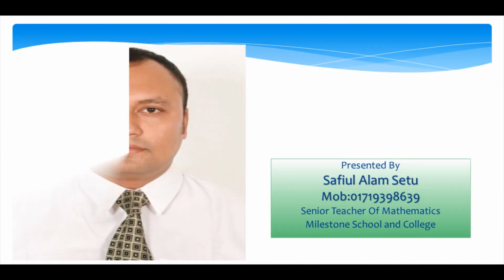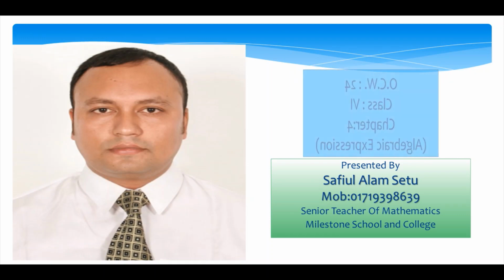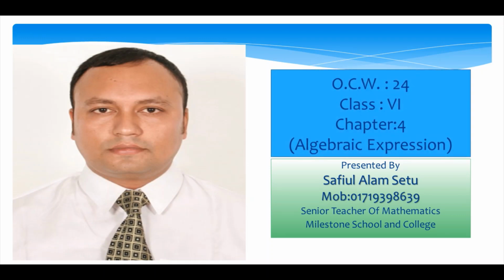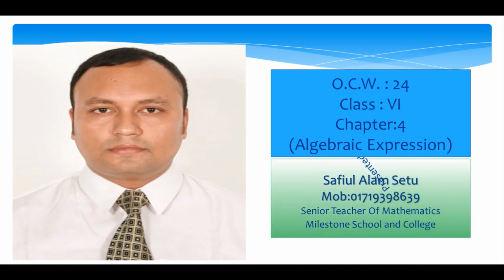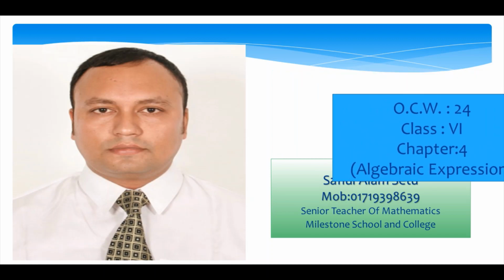My dear students of class 6, today our OCW number is 24 and the chapter is algebraic expression. Today I am going to discuss the primary discussion of exercise 4.2. I have discussed it with some examples that will help you for better understanding. So let's start our today's lesson.